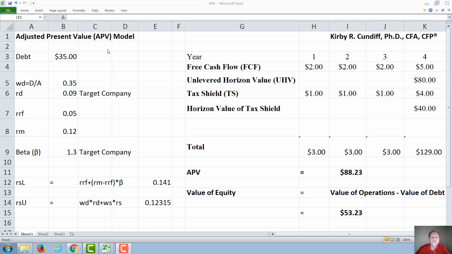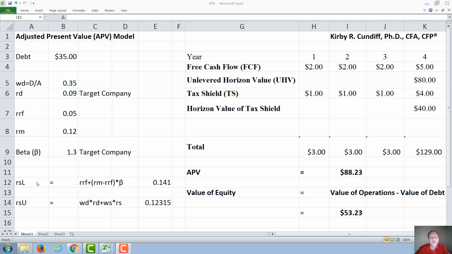In our example, we will consider a target company with a debt of $35 million, a debt to assets fraction of 35%, a cost of debt of 9%, and we will consider this in a market with a risk-free rate of 5% and an average rate of return of the market of 12%. The beta of the target company being purchased is 1.3. We will then need to calculate both the leveraged and then from that the unleveraged cost of capital for the target company to figure out the value of the target company during the purchase.